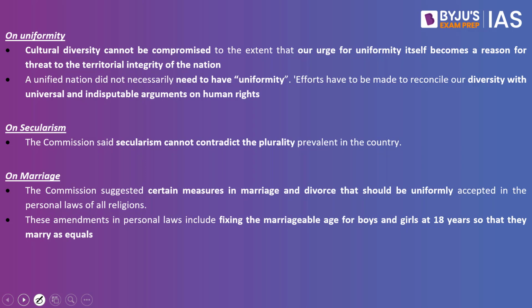It based its arguments on three important fundamentals. First is on the principles of uniformity. Do we require a uniform civil code? The Law Commission said cultural diversity cannot be compromised to the extent that our urge for uniformity itself becomes a reason for the threat to the territorial integrity of the nation. A unified nation did not necessarily need to have uniformity. Efforts have to be made to reconcile our diversity with universal and indisputable arguments on human rights.